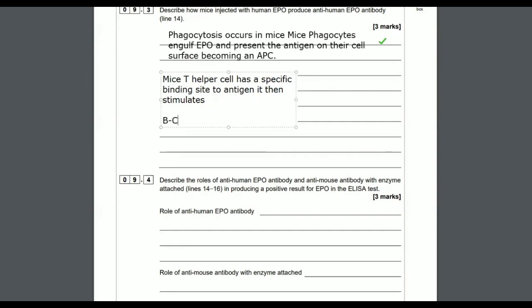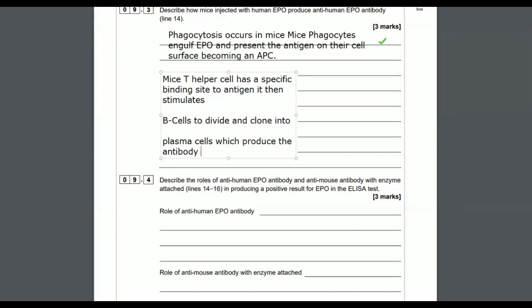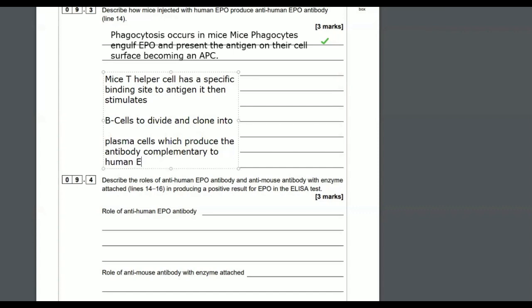sites or protein receptor sites that bind to the specific antigen, and that's when you have the whole clonal selection on the APC, and then that T helper cell will stimulate B cells to differentiate, to clone themselves and divide into memory cells and plasma cells. And those plasma cells will make an antibody that is complementary to that human EPO antigen. And that's how we make monoclonal antibodies.